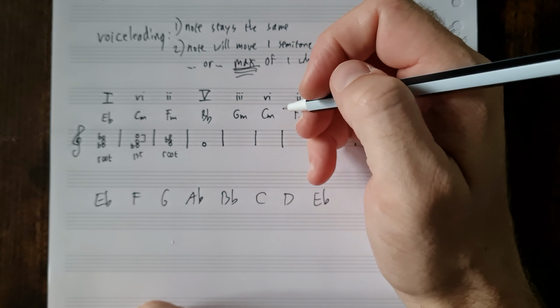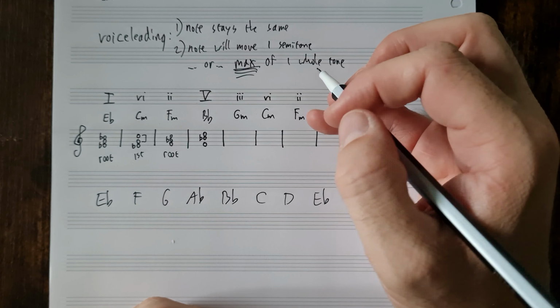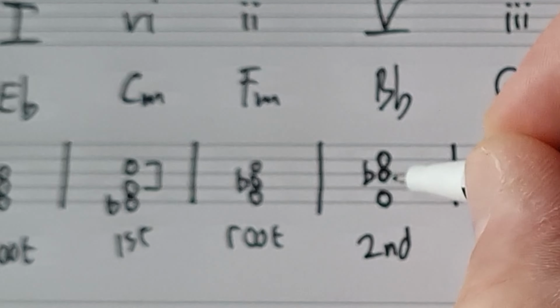So this is the 5th. We're gonna add the root and the 3rd. Don't forget to flatten the root, or you got the wrong type of chord. Moving on. Oh, and this is a second inversion because the 4th is at the bottom, the root is in the middle. G minor and B flat are actually very much alike. We got G, B flat, D.